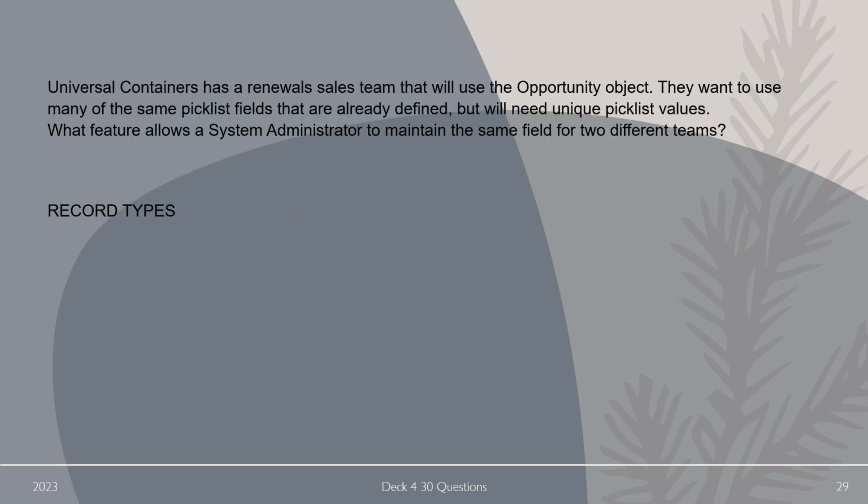Universal Containers has a renewal sales team that will use the opportunity object. They want to use many of the same pick list fields that are already defined, but will need unique pick list values. What features allow system administrators to maintain the same value for 2 different teams? Record types.